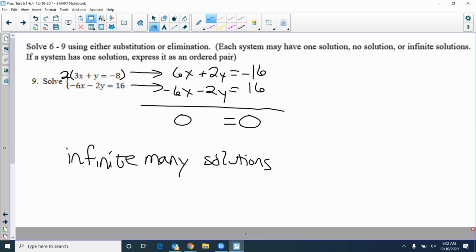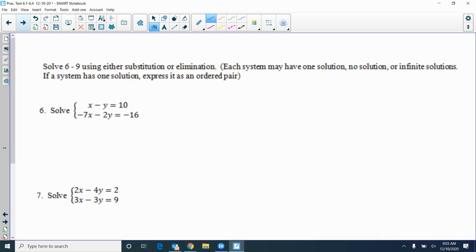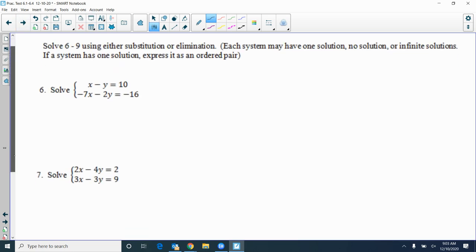If what you have here is a true statement, which this says 0 equals 0, that means you have infinite solutions. Why do we put infinite and many solutions? You can just put infinite solutions. All right. If everything kind of got eliminated here, but you had like 0 equals 1, well, that's not a true statement. So that would mean you'd have the same slope, so you would have no solution.